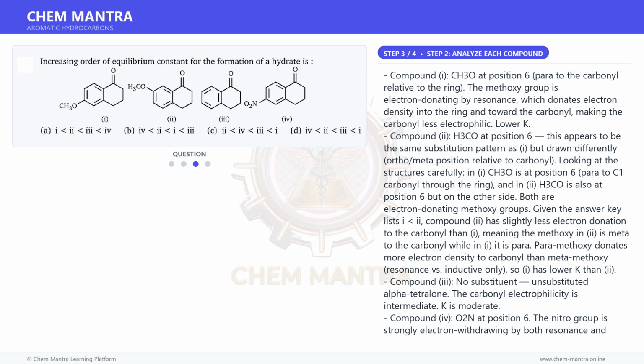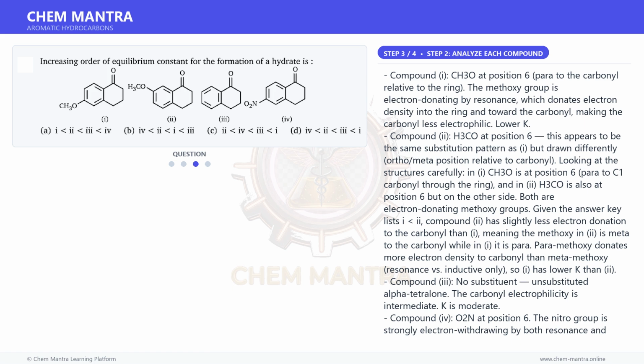Moving on to the next step. Compound 1, CH3O at position 6, para to the carbonyl relative to the ring. The methoxy group is electron donating by resonance, which donates electron density into the ring and toward the carbonyl, making the carbonyl less electrophilic. Lower K. Compound 2, H3CO at position 6, this appears to be the same substitution pattern as 1, but drawn differently, ortho-meta position relative to carbonyl.